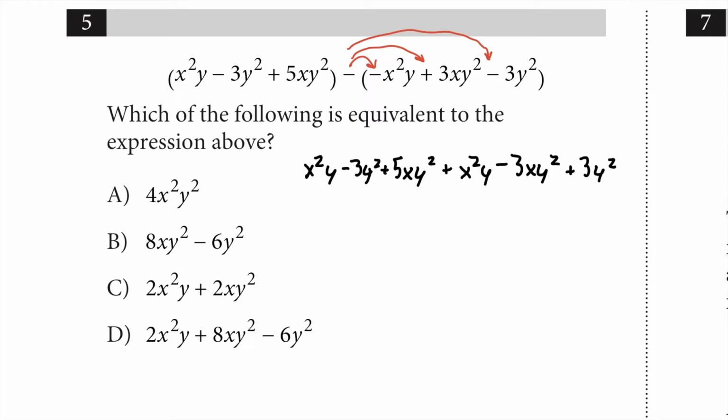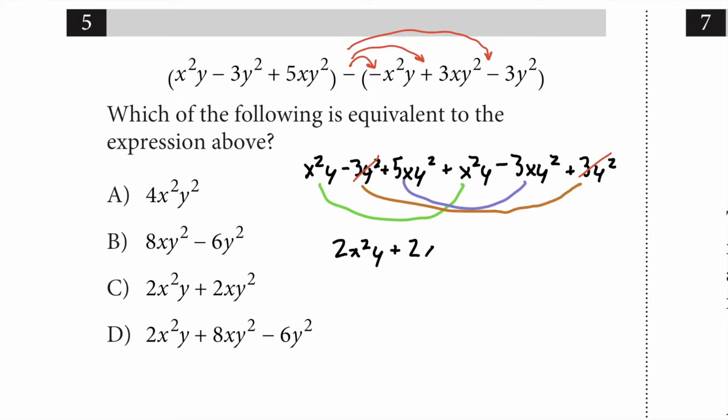Now we can combine like terms. So the first two go together. We get 2x squared y. Then we have these two go together, but they'll cancel out because one is negative and one is positive. And lastly, we have these two, which gives us plus 2xy squared. And so the answer is C.